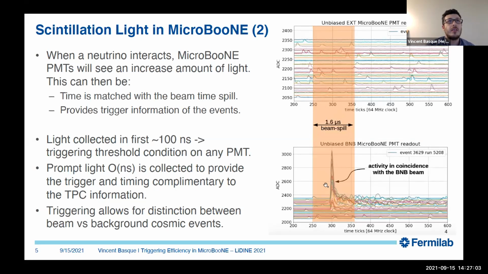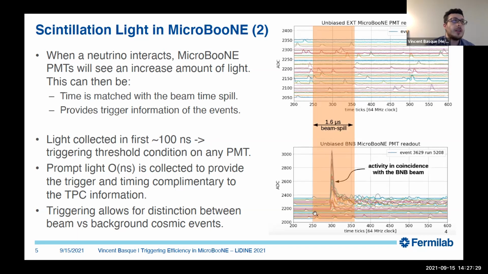An example that we can see is on the right here, where you have a BNB, or beam-induced, neutrino, where we see a coincidence in activity on all the PMTs, so a big jump in ADC in the waveform, within the beam spill, while for any other type of interaction, or rather no interaction, we don't see any of these sorts of things.